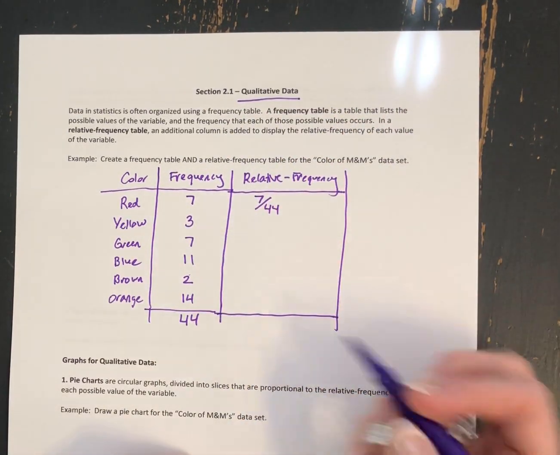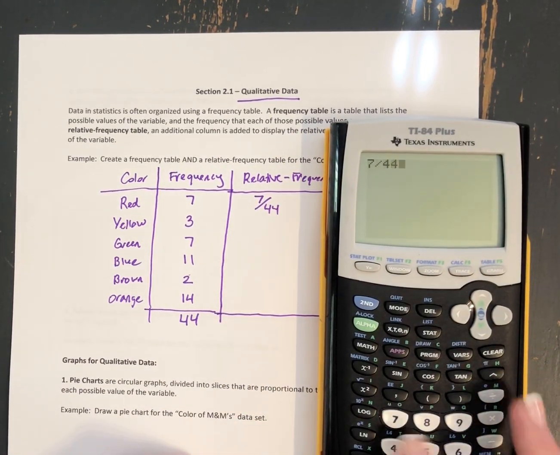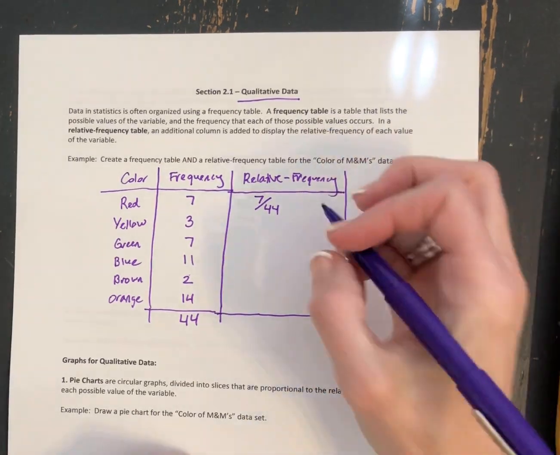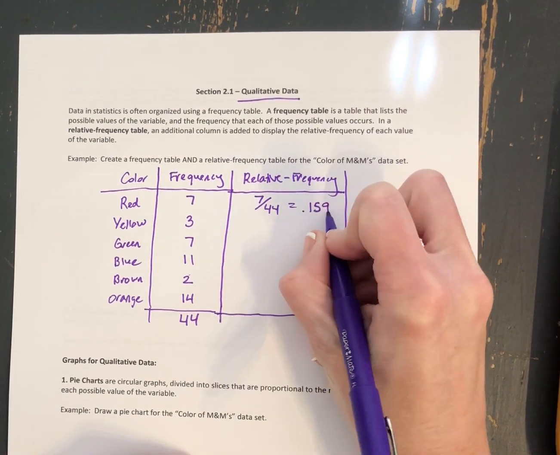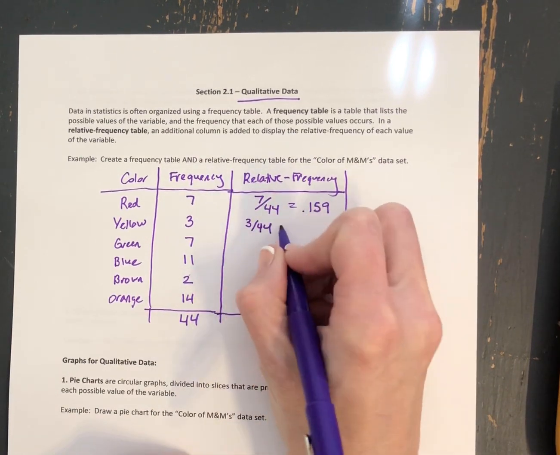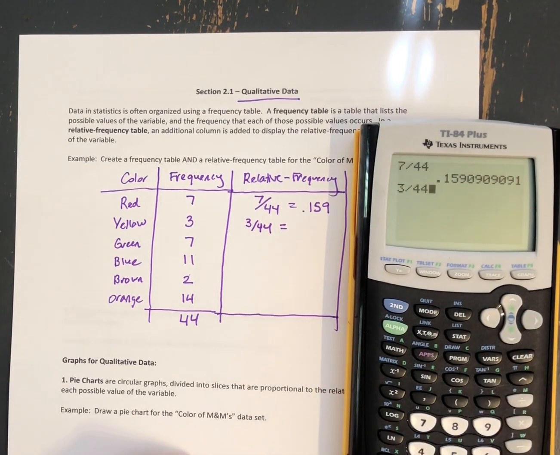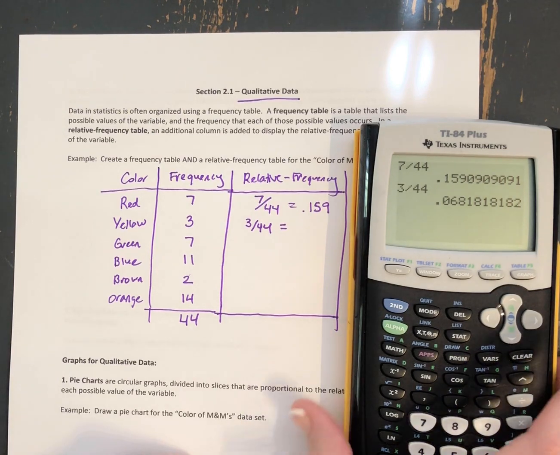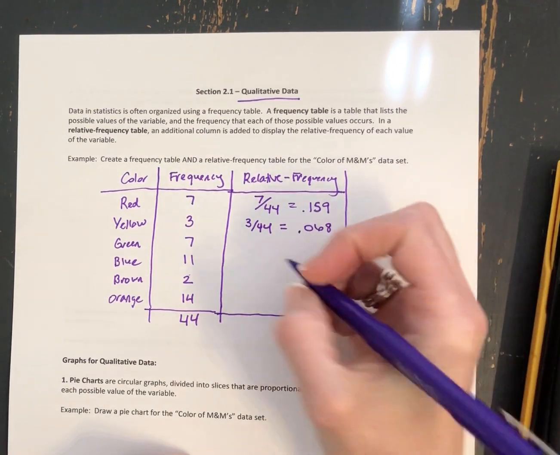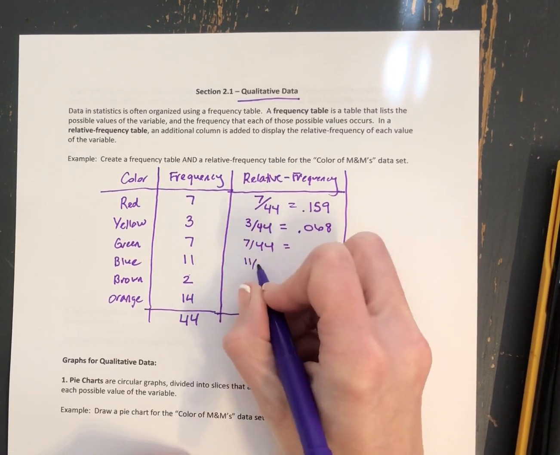So the relative frequency for red was 7 out of 44. We're going to go ahead and write that as a decimal also, so 0.159 if we round to 3 decimal places. Yellow is going to be 3 out of 44, which is 0.068. Green is going to be 7 out of 44. We're going to come back and do the decimals in a second.